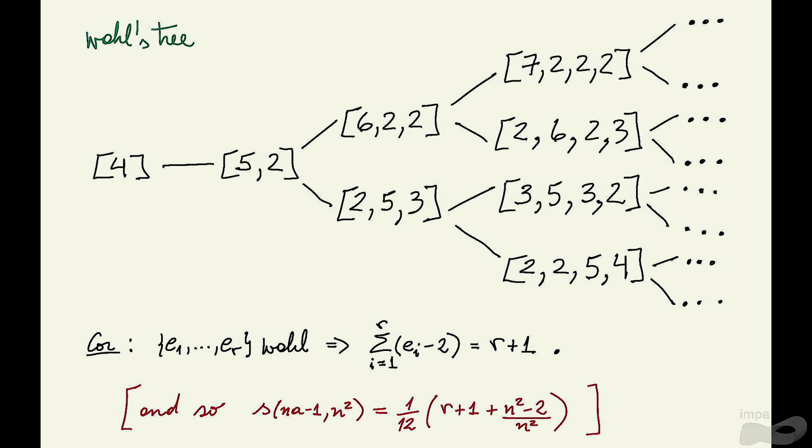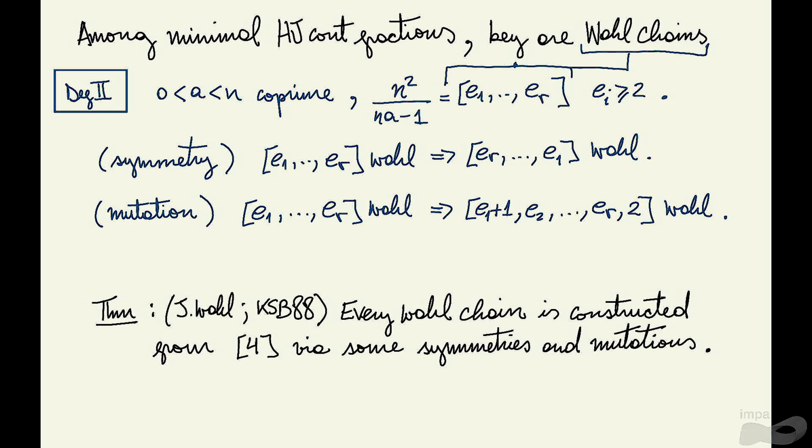Are there cases where you can't mutate any of the values and you keep going with Wahl chains? The symmetry is when you flip it. Yeah, symmetry is flipping, and the other one is very particular: you add 1 and then add a 2 at the end. How the values change, we will see that. There is actually a Fibonacci thing happening. We will see that in a moment.